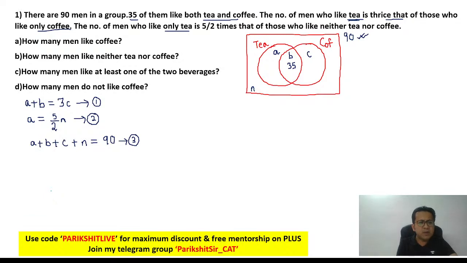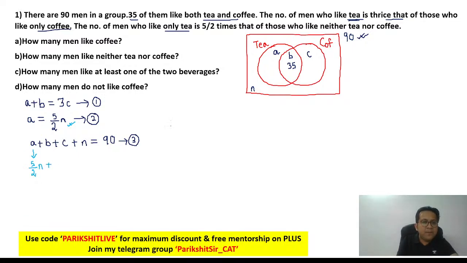How can you solve them? Probably you can put everything in terms of one variable. As an example, if I can say 5A is 90, I can find out A. So let's put everything in terms of one variable. Let's say I can put everything in terms of N. Okay, just any variable you want. So I'm going to write everything in terms of N. So what is A? From equation 2, A is 5 by 2 N.